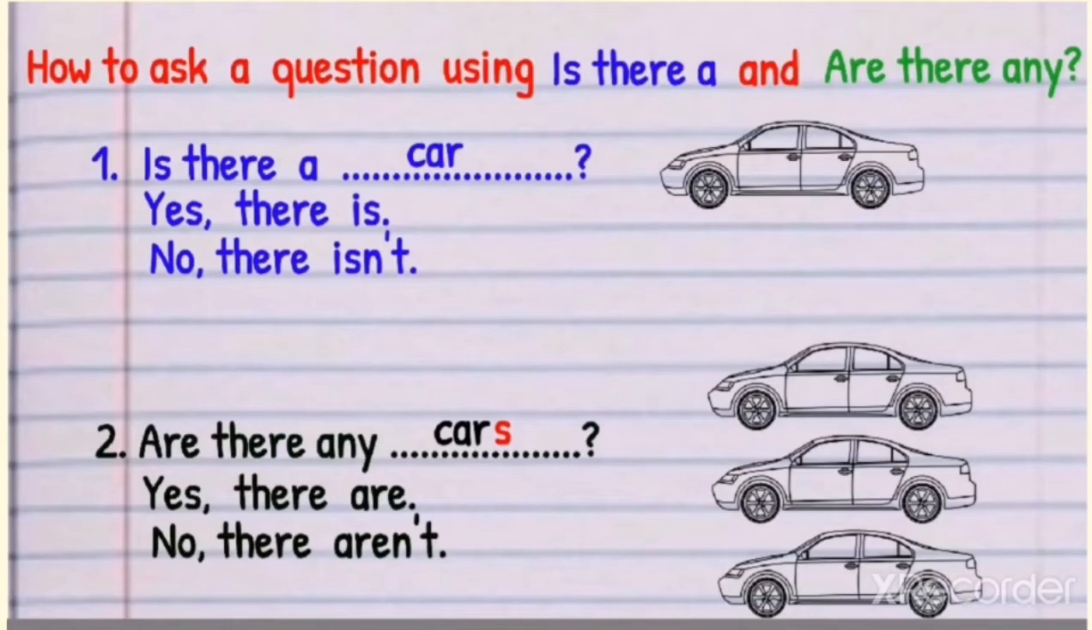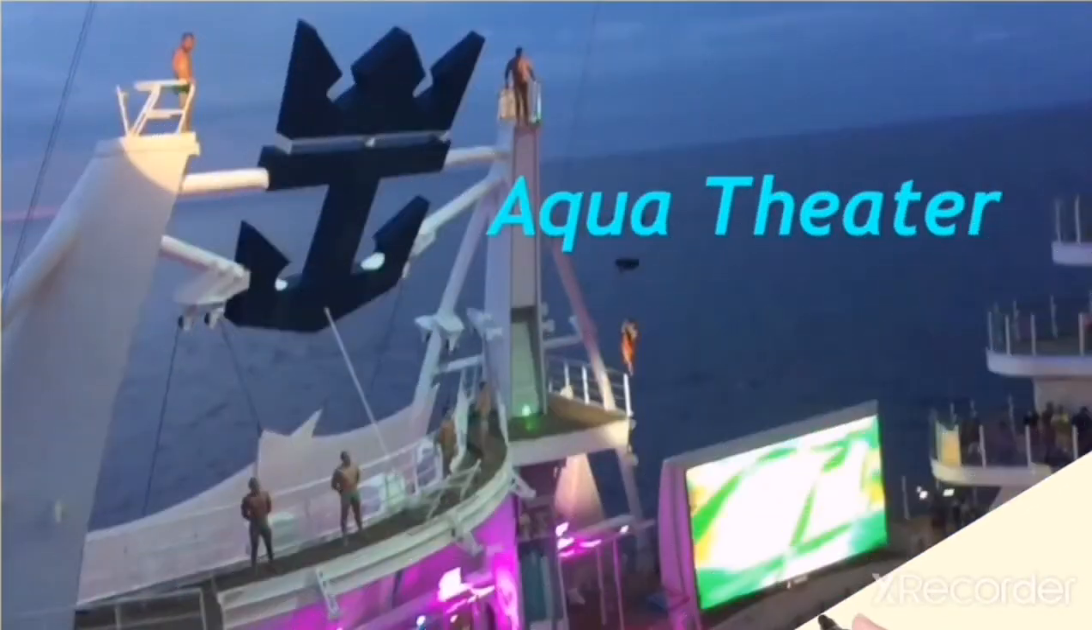Okay, what about if you want to ask about plural objects? Many cars, for example. So you could use the second question, are there any cars? And the response will be yes, there are, or no, there aren't. Because these questions will be asked after you read the text, you need to know how to answer them. Now let's see what's on the ship.